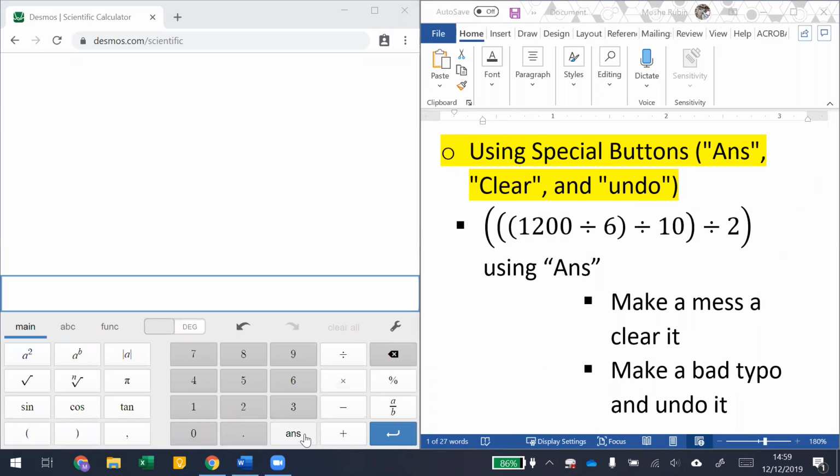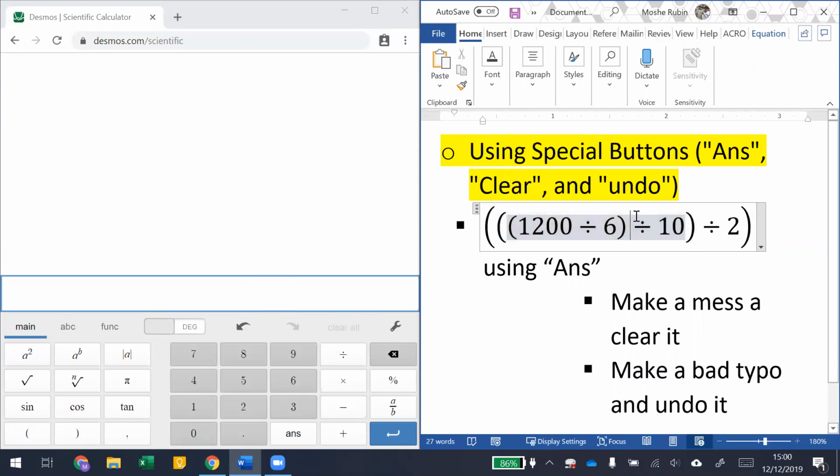So the ANS key is right here, right under the 3 and next to the decimal point and the plus. And it always means the last answer, the answer from the line before. So we're going to practice typing this in, but really what I have here is kind of 3 problems. First I have the first division problem, and then I have whatever I get divided by something else, so my previous answer divided by something else, and then I have my previous answer divided by 2. So I'm going to practice using the ANS key to do this.